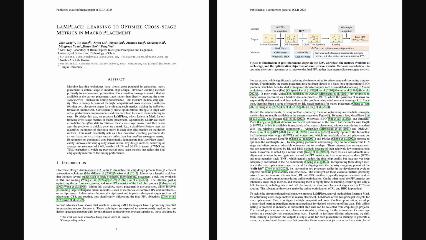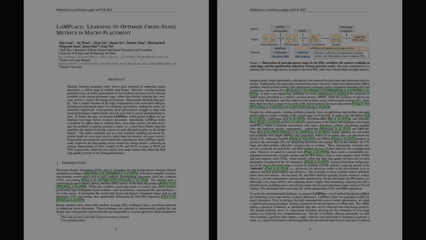These include timing performance, like worst negative slack, or WNS, and total negative slack, or TNS, showing if a chip meets speed goals. Evaluating these is slow, so LaMPlace aims to predict and optimize them efficiently.